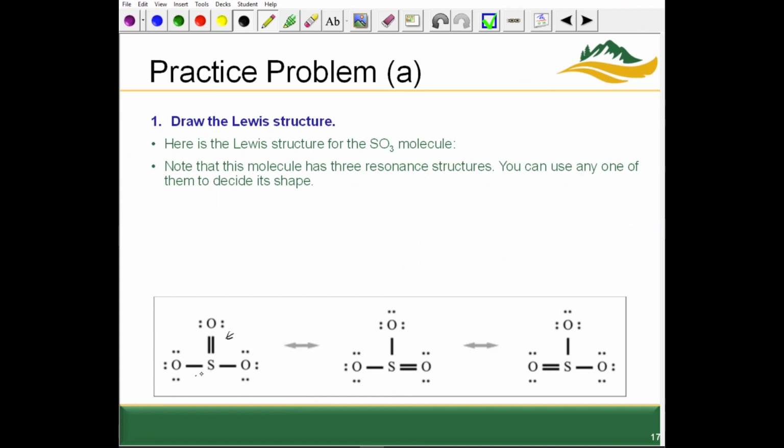So double bond, single bond, single bond, double bond, single bond, single bond, double bond, single bond, single bond. Also take note that for the oxygens with single bonds, they have 3 lone pairs around them. So single bond, 3 lone pairs, single bond to oxygen, then 3 lone pairs. Whereas the oxygen that's double bonded to sulfur has a double bond and 2 lone pairs. So double bond, 2 lone pairs. These are 3 resonance structures of sulfur trioxide, or SO3.